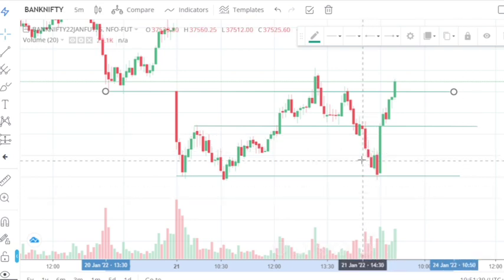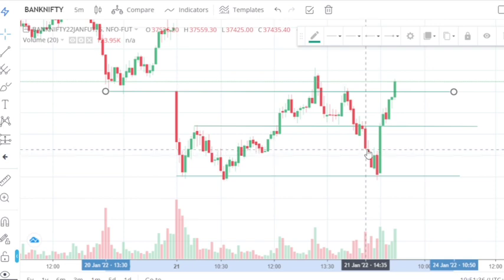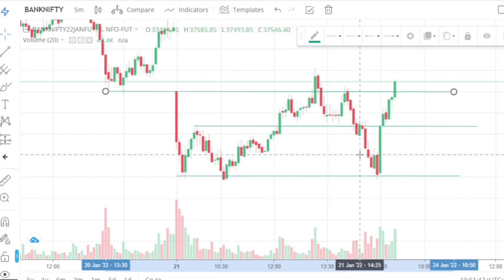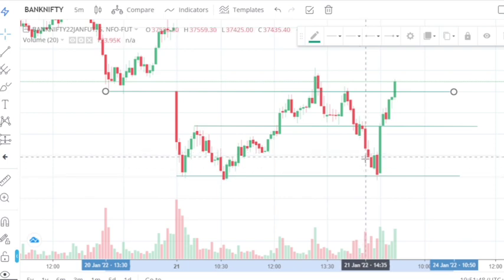37,400, and it touched up to 37,300. So there is a good move, but you see here we are targeting fewer points. So 30-40 points with a 1,000-2,000 quantity, we are getting a good profit.